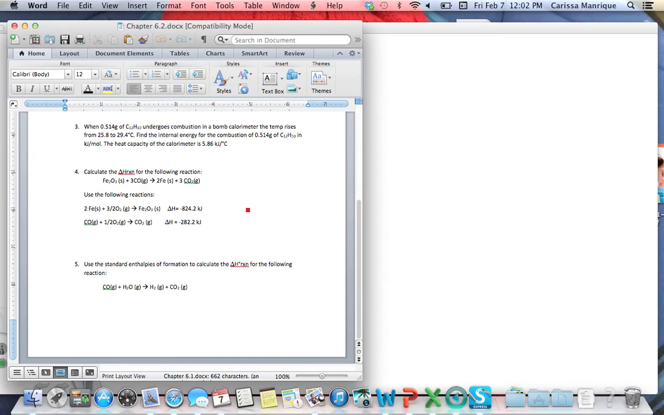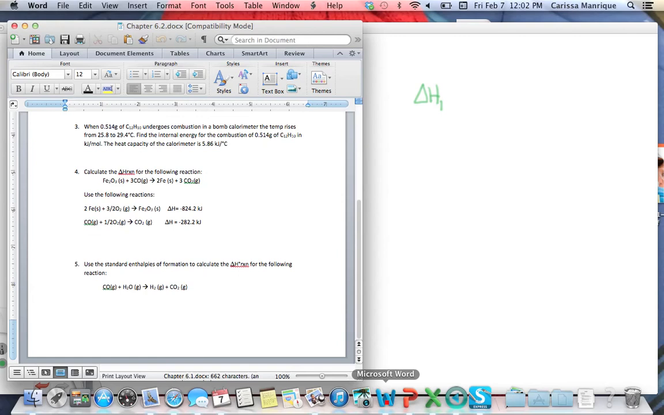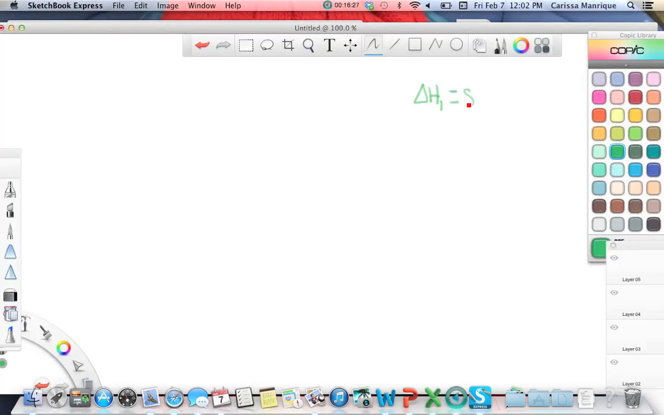So our new delta H for that reaction, I'll call it delta H1, it was, let me see, I don't remember. It was negative 824.2. You see that negative right there? And anytime you flip it, because I need to have my iron over here, I'm going to change it. So now it's positive 824.2. So our first delta H is going to change to 824.2, and that's a positive kilojoules.